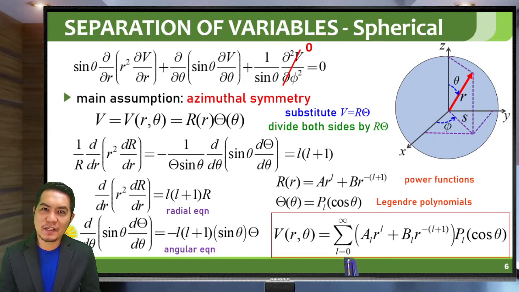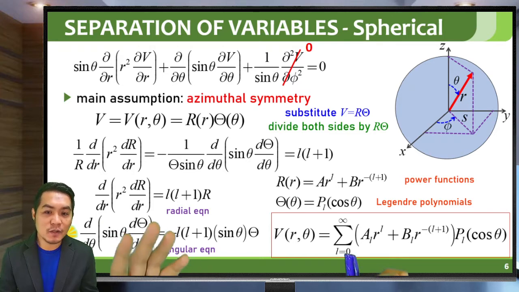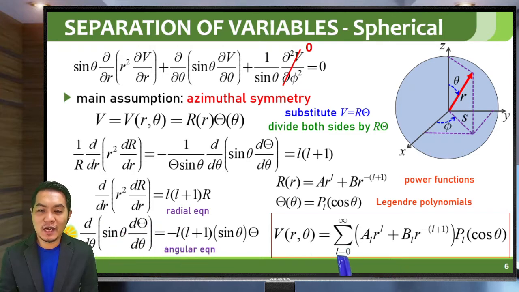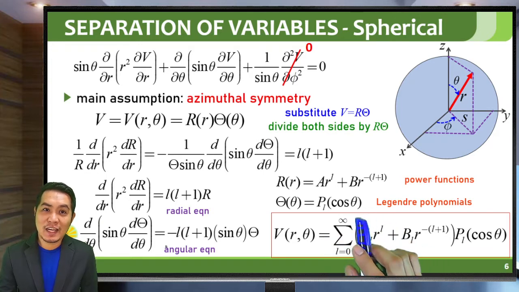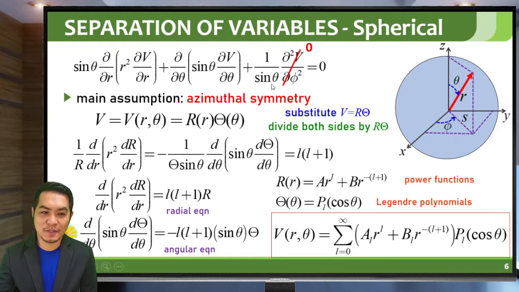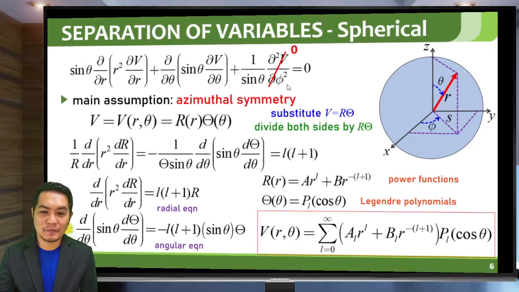Unlike in the Cartesian coordinate systems, where most of our dummy variables n, m start from 1, because if you start from 0 you will have V equal to 0, here if you have L equal to 0, you will not get V equal to 0, the obvious or trivial solution. So we will start from L equal to 0 to infinity in integer values. This is now the equation that we will use whenever we have spherical coordinates with azimuthal symmetry.